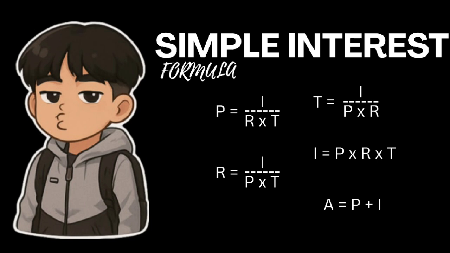First is P is equal to I divided by R multiplied by T, wherein P is the principal, I is the interest, R is the rate, and T is the time. The second one is R is equal to I divided by P multiplied by T. The third one is T is equal to I divided by P multiplied by R. And the fourth one is I is equal to P multiplied by R multiplied by T. And the last one is the amount is equal to P added to I, which is the interest.